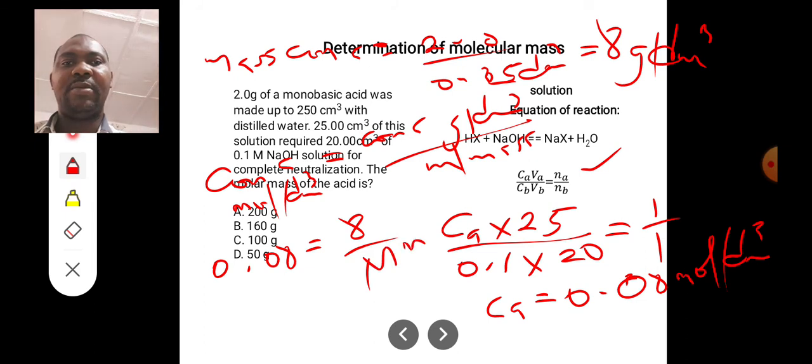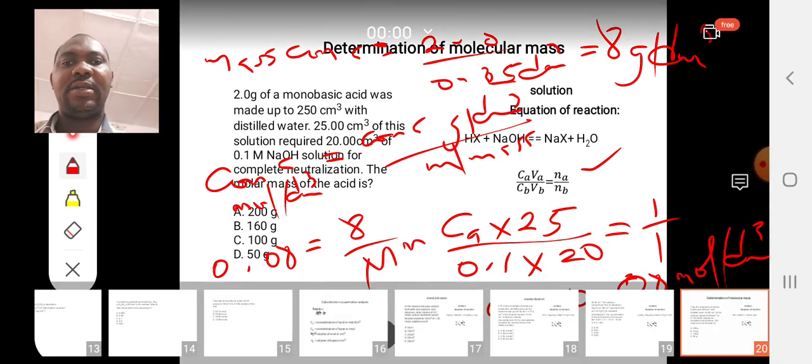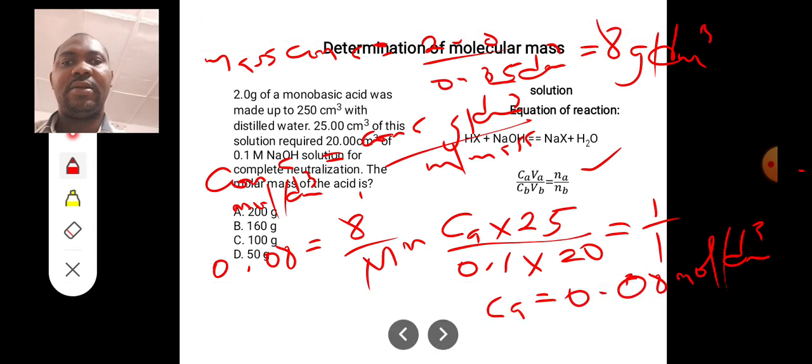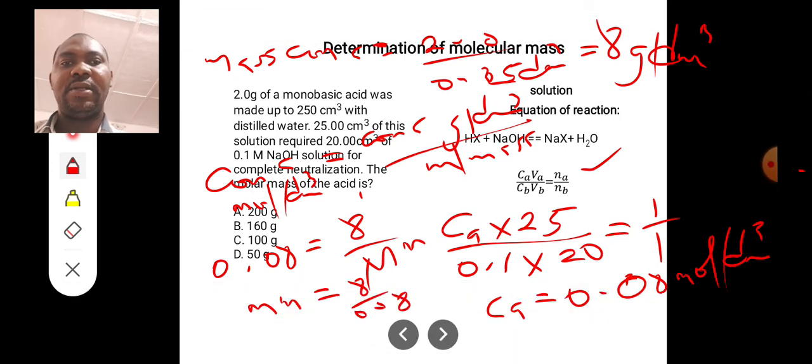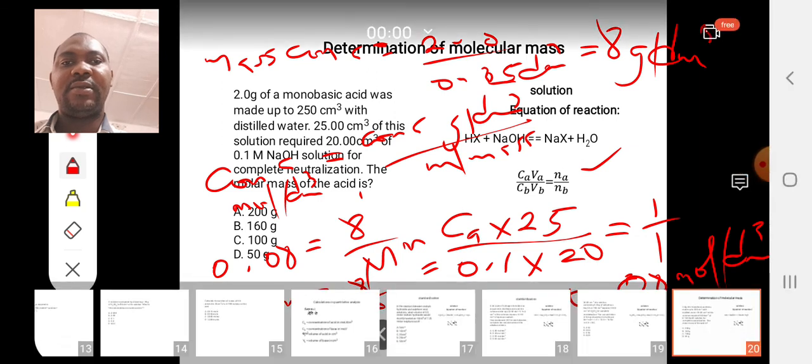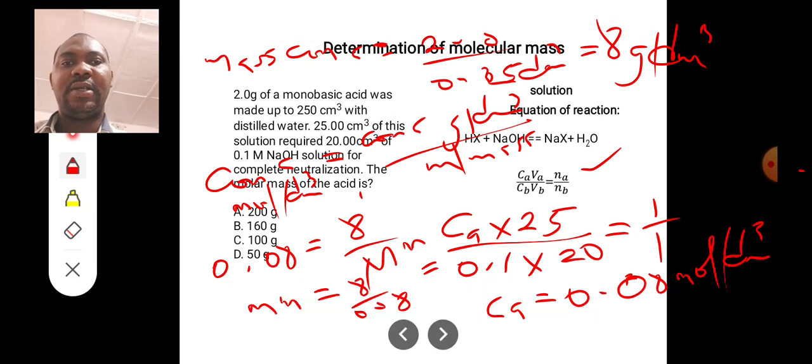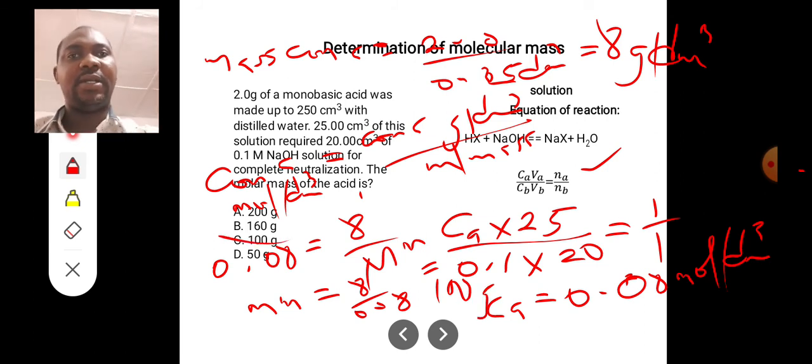Okay, molar mass. So now the molar mass will be equal to 8 divided by 0.08, and that will give us 100. So the answer to the question is 100 grams. 100 grams here is C. Okay, 100 grams. This is beautiful. Let's see another question.